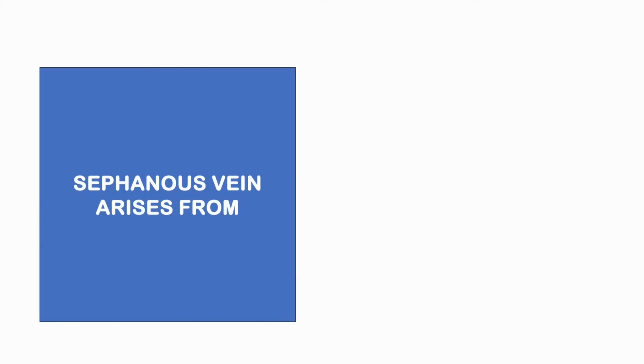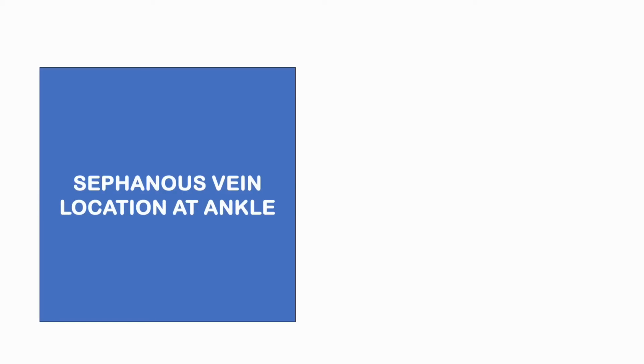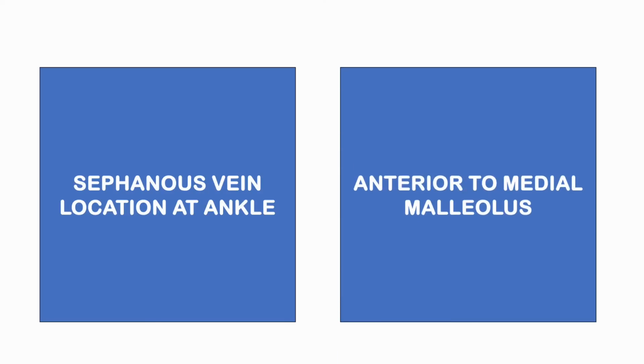Saphenous vein actually arises from the dorsal venous arch of foot. Saphenous vein location at the ankle. If you look at your ankle at this moment of time, you will know where it is located. It is anterior to the medial malleolus.